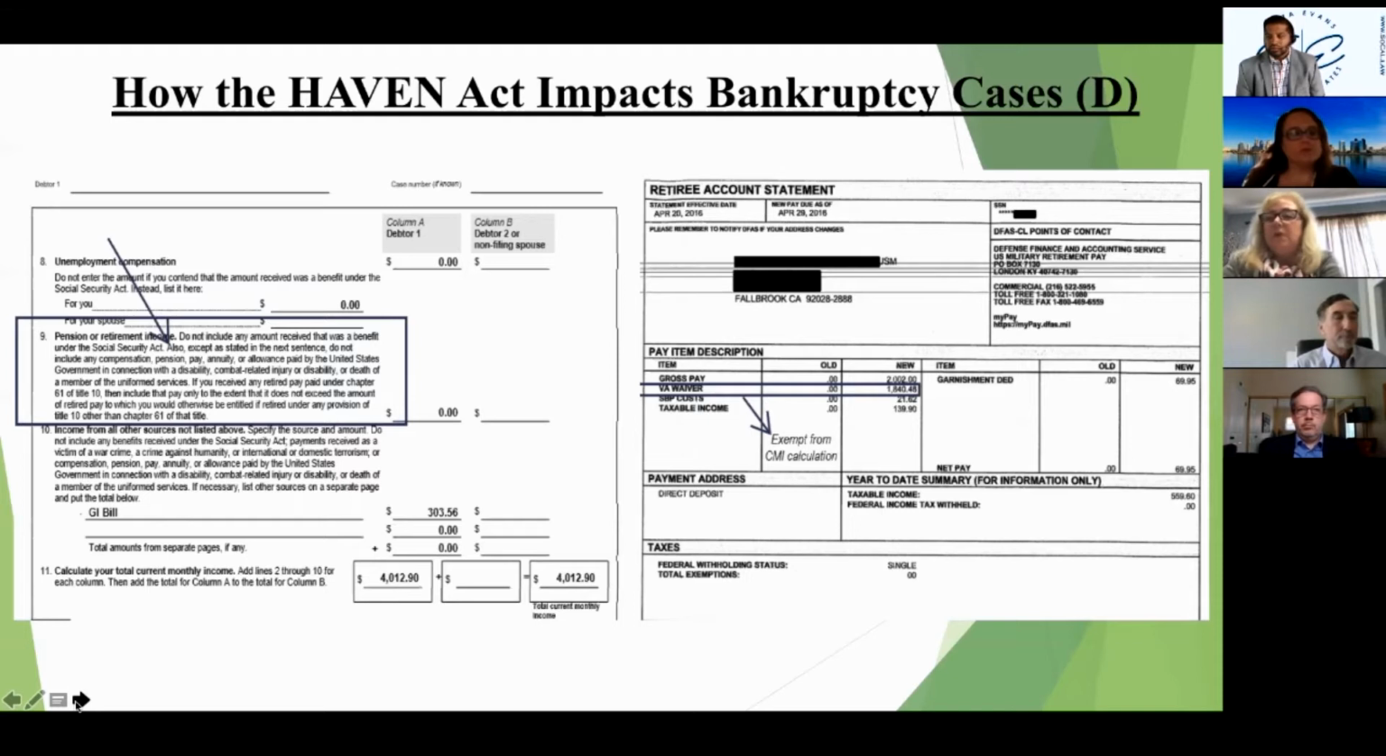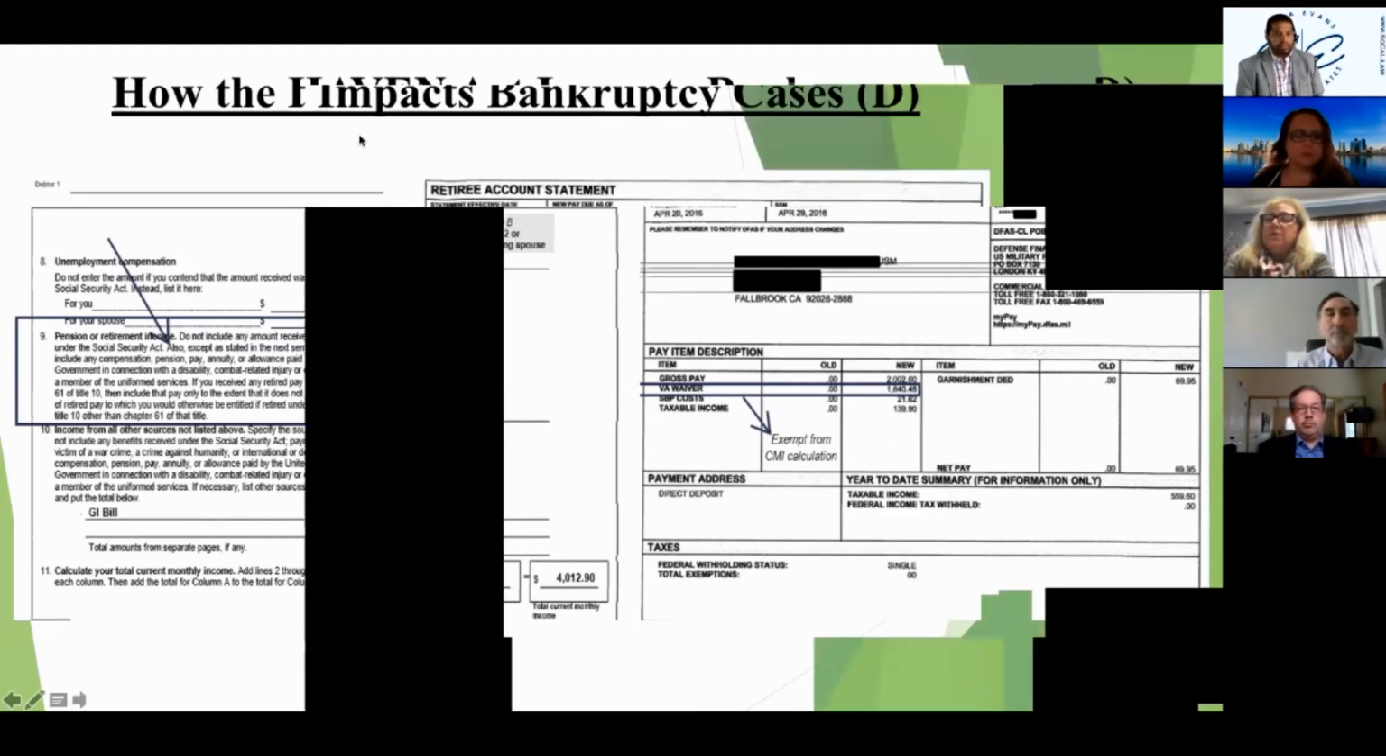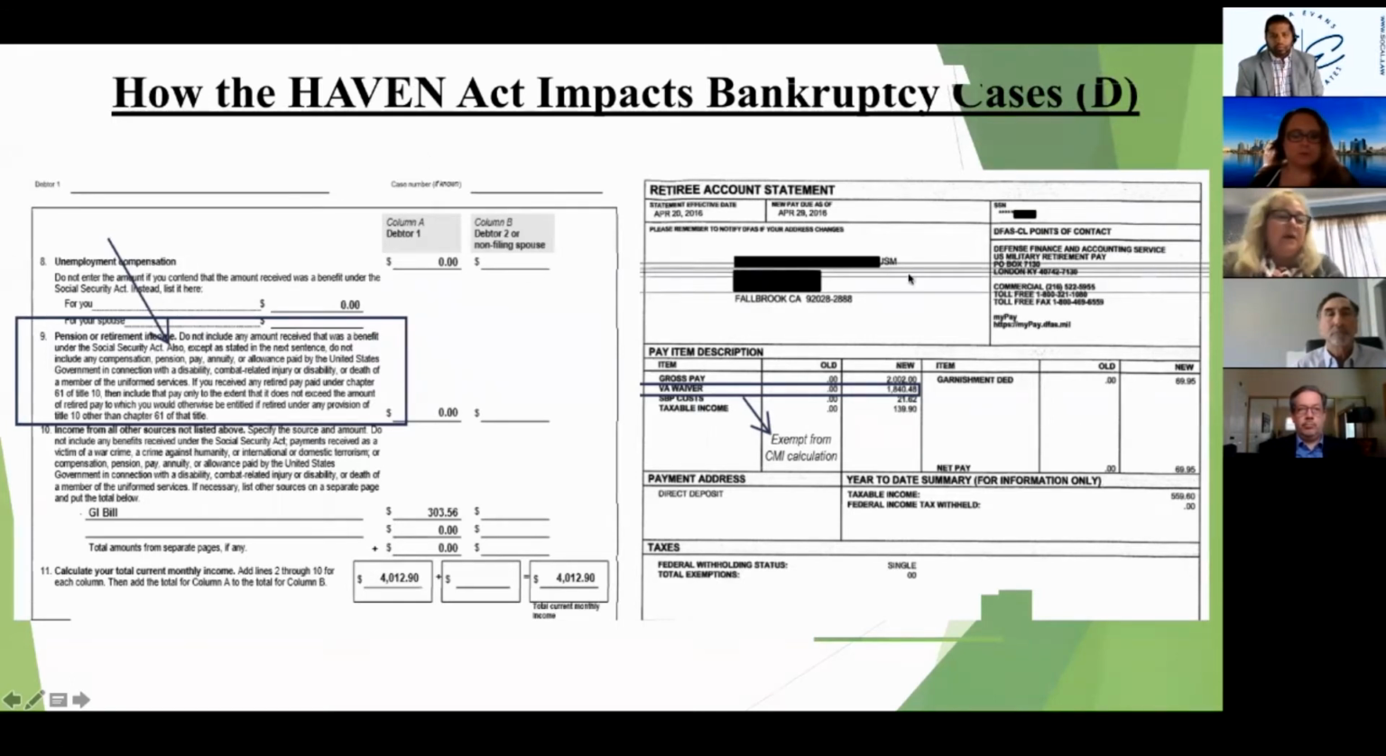So I did include on this slide, if you look at the right side of your screen, this is an actual pay stub from a former client. They did qualify for Chapter 7, but my means test would look completely different if I filed for this person now, because this was pre-Haven Act. But if you look at this particular service member's gross pay, you'll see that it's $2,002 per month. But on the next line, you'll see VA waiver. And that number is, I don't know if you can see it, 1840.48. So this person has a pretty high disability rating, more than 90%. So that's the portion where it says VA waiver that is exempt from the CMI calculation.